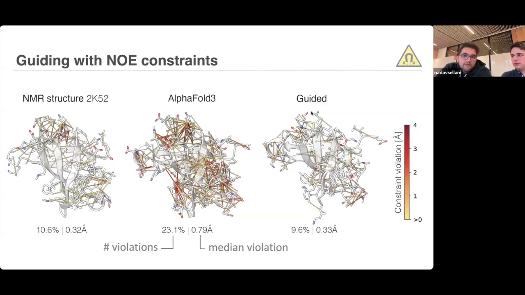I mean, it's just running AlphaFold with a small additional term to the score. So in some sense, you can accelerate NMR-based structure resolution by replacing MD-based structure resolution with guided AlphaFold.